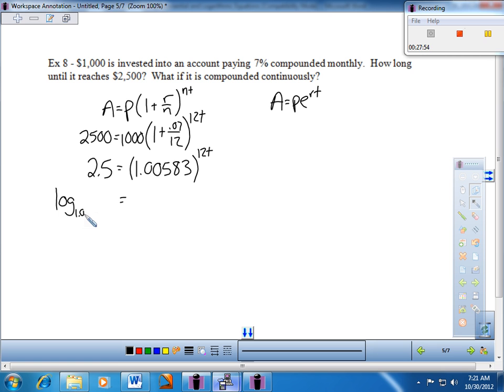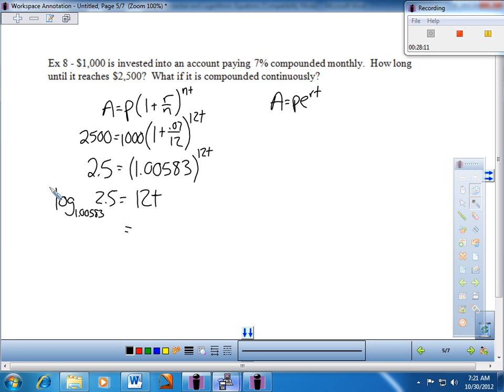Log base 1.00583 of 2.5. That's equal to 12t. So again, that rolls on over to the other side, and it becomes the base of the logarithm. I told you we were going to see bases that were going to be a little strange, but that's okay. We're going to let the calculator do the work here.